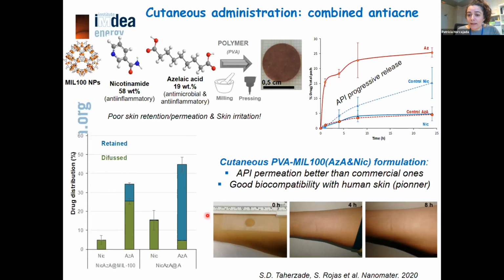Further, the good biocompatibility of this patch was demonstrated in humans for the first time. As you can see here, there is no irritation after 4 and 8 hours in contact with the skin.